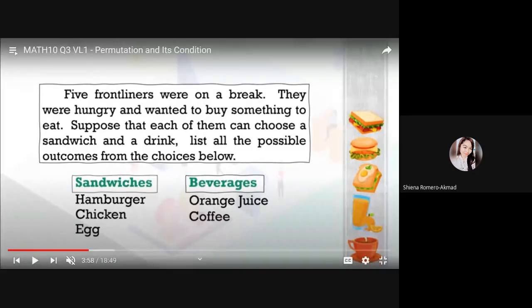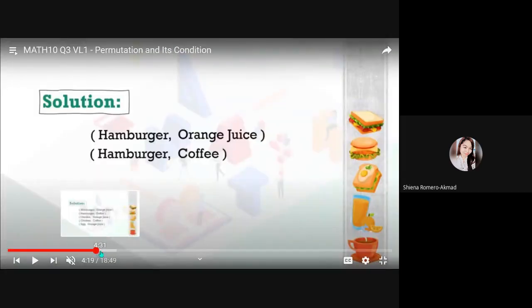Six choices. Why is it 6 choices? Ano po, yung hamburger pwede sa orange tsaka coffee. Yung chicken pwede rin sa orange and coffee, pati yung egg po. Okay. So, sabi nga niya, there are 6 choices. Sabi, if you're going to list that, you'll have this answer.